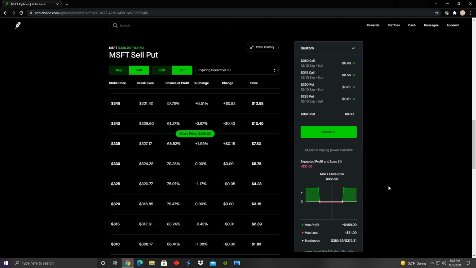The opposite trade to a long iron condor is a short iron condor. And I made a video in the past about how to open up a short iron condor on Robinhood. If anyone didn't see that video, definitely go check that one out.